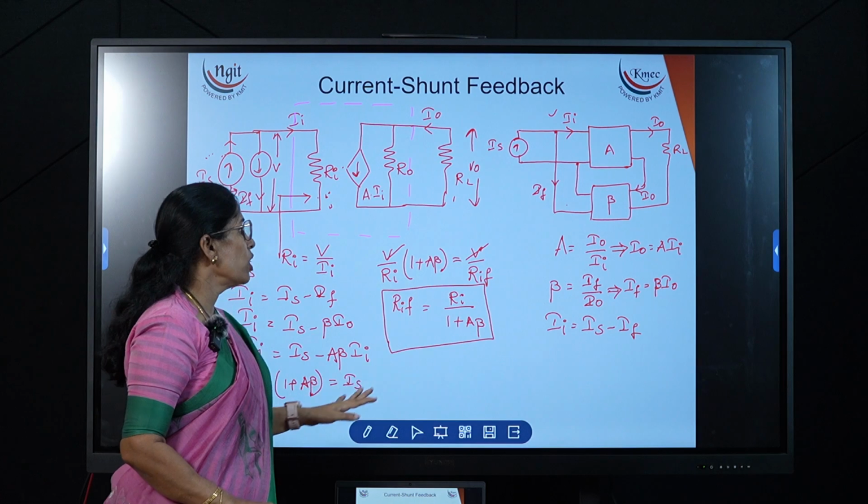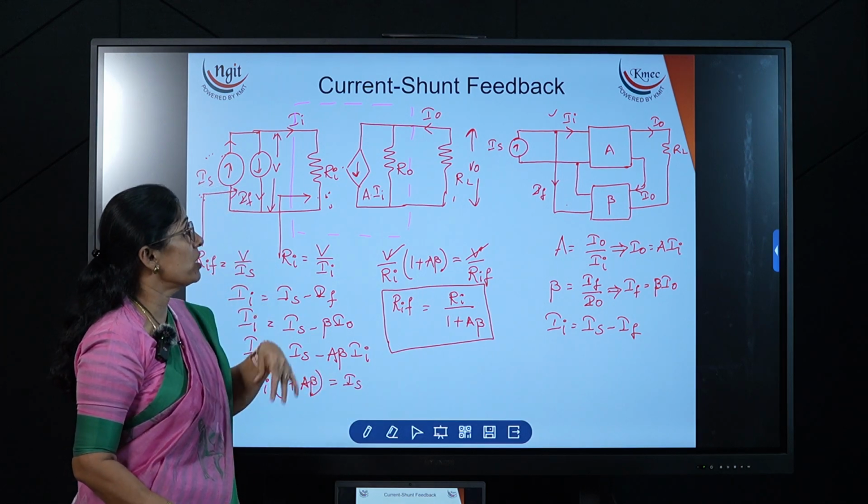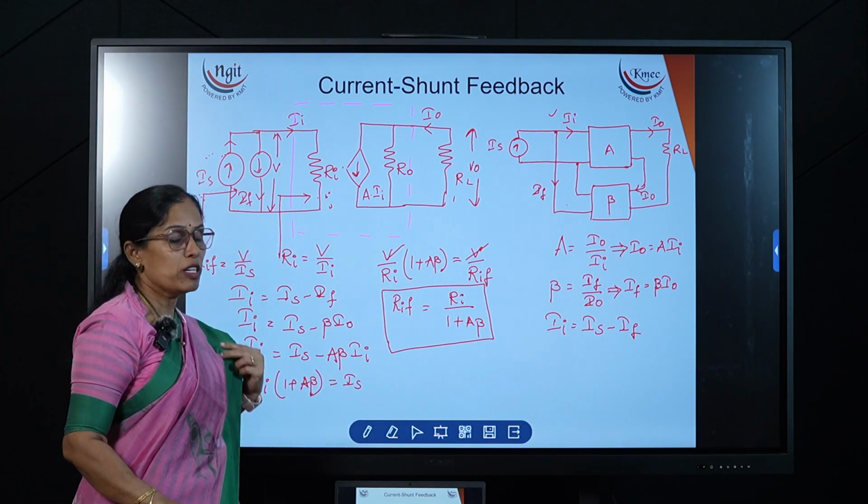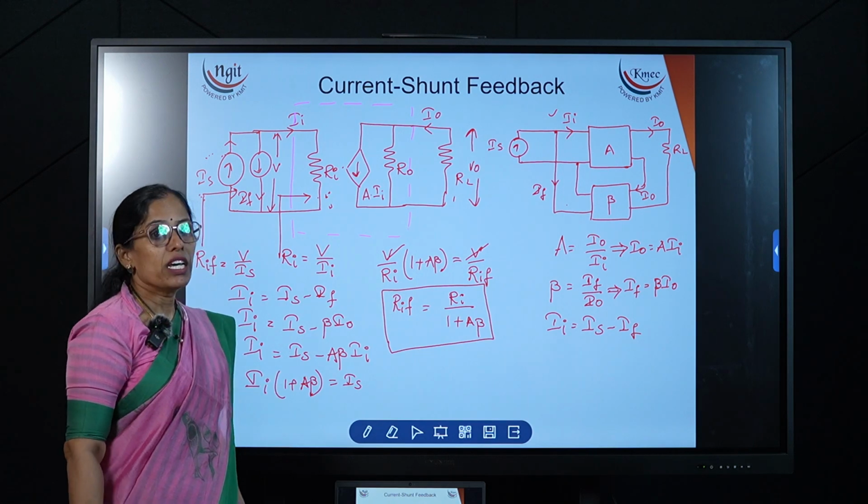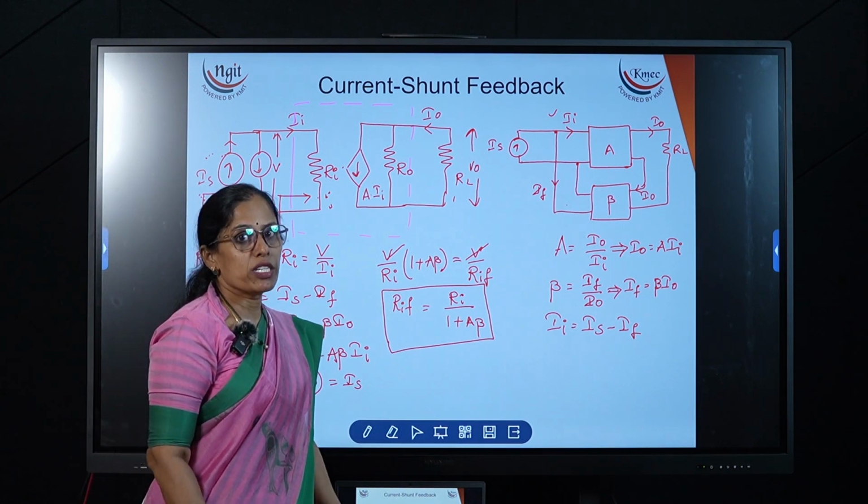Now this is about the input resistance. Current shunt is nothing but a current amplifier. In this, the input resistance is reduced by 1 plus A beta times.